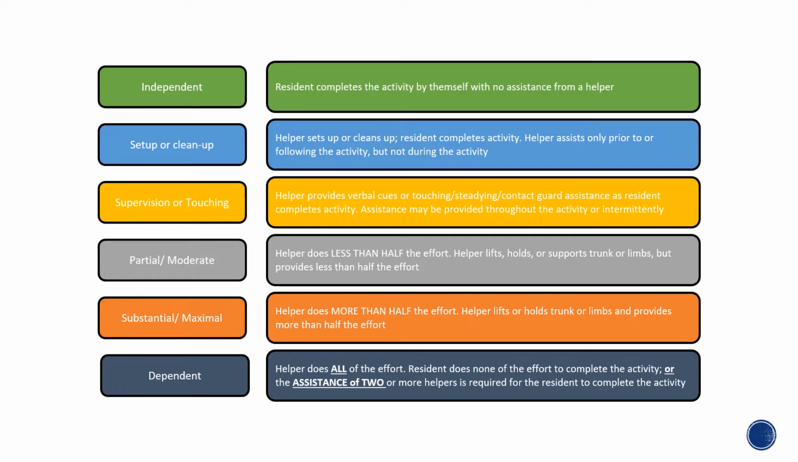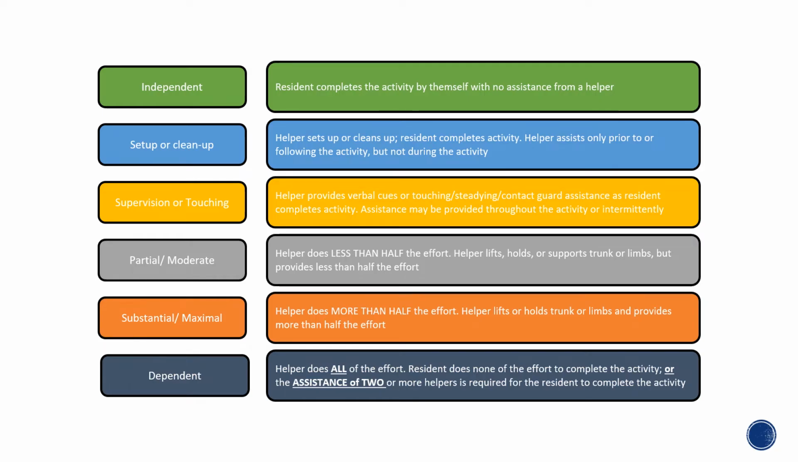Dependent, the helper does all of the effort, and the resident does none of the effort to complete the activity. But there's a second part to this definition. Dependent also means assistance of two or more helpers is required for the resident to complete the activity.